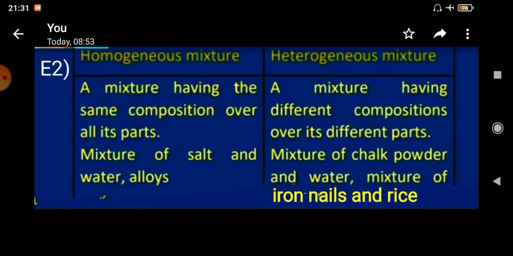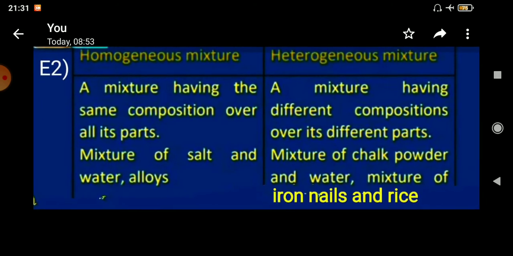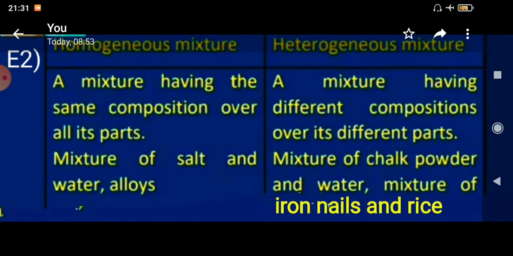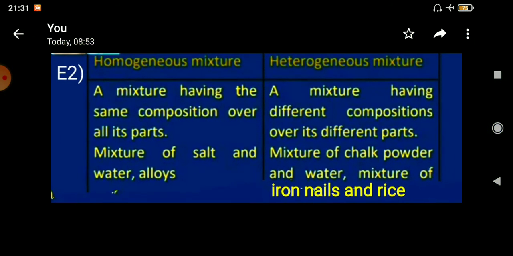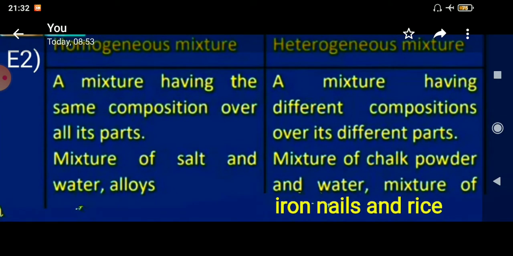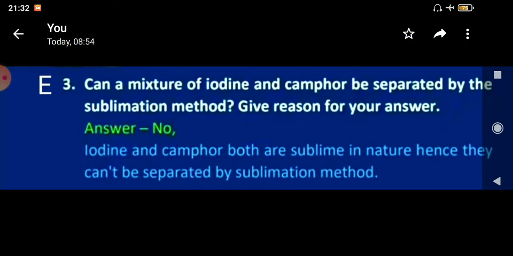While if we talk about heterogeneous mixture, that is the mixture which has different composition in its different parts, like a mixture of chalk powder and water, a mixture of iron nails and rice. All these things which have different composition in different parts are heterogeneous mixtures. Then E3, can a mixture of iodine and camphor be separated by the sublimation method? Give reason for your answer.